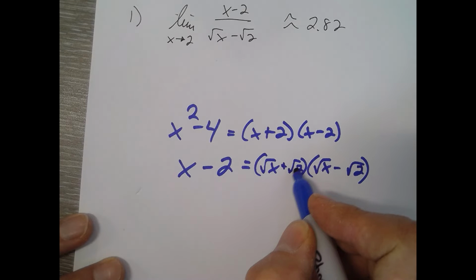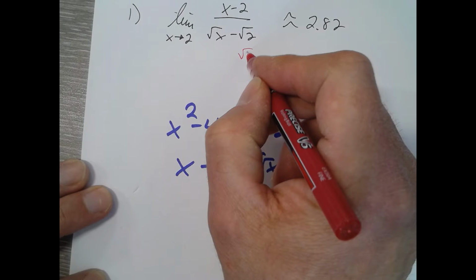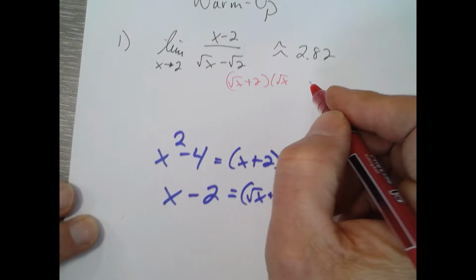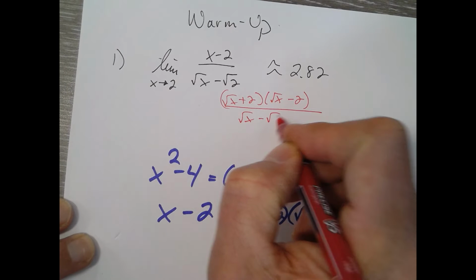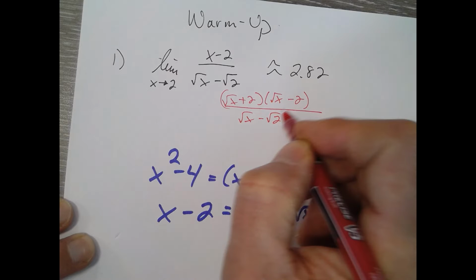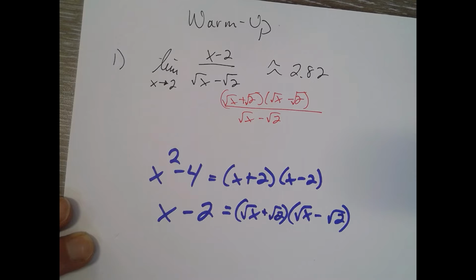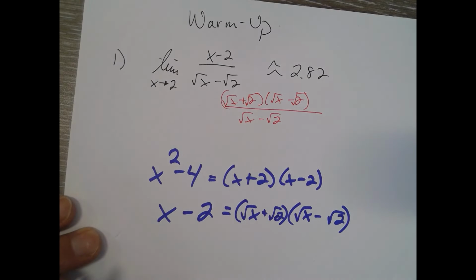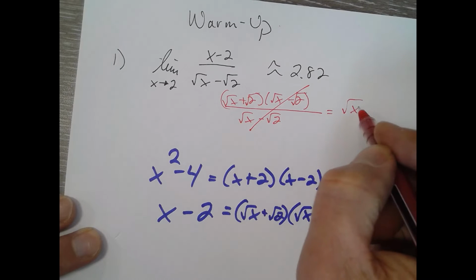Okay, so knowing that, we have square root of x plus square root of 2, times square root of x minus square root of 2, all over square root of x minus square root of 2. What do you suppose we can do? Yeah, cancel it out, divide them off. Those are gone, so I'm left with the square root of x plus the square root of 2.